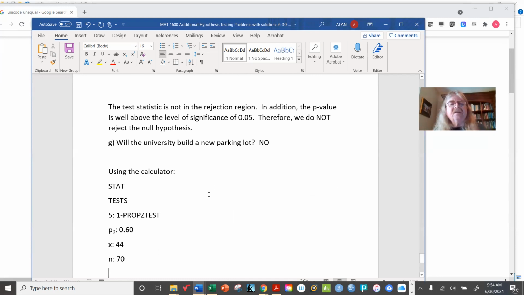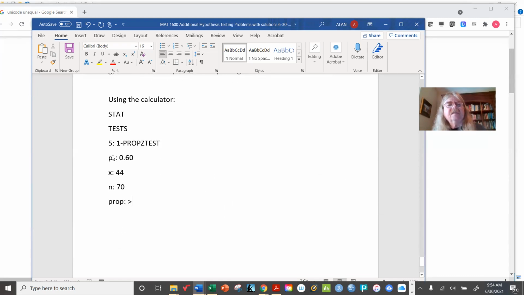And so, of course, we have to specify. Now, in this case, it is a right tail test, so we'll type greater than p0, and calculate. All right, and of course, it'll give us everything we need to know. So we have 0.60, X is 44, 70, right tail test, calculate. And so the test statistic is the same that we got, with a little rounding.